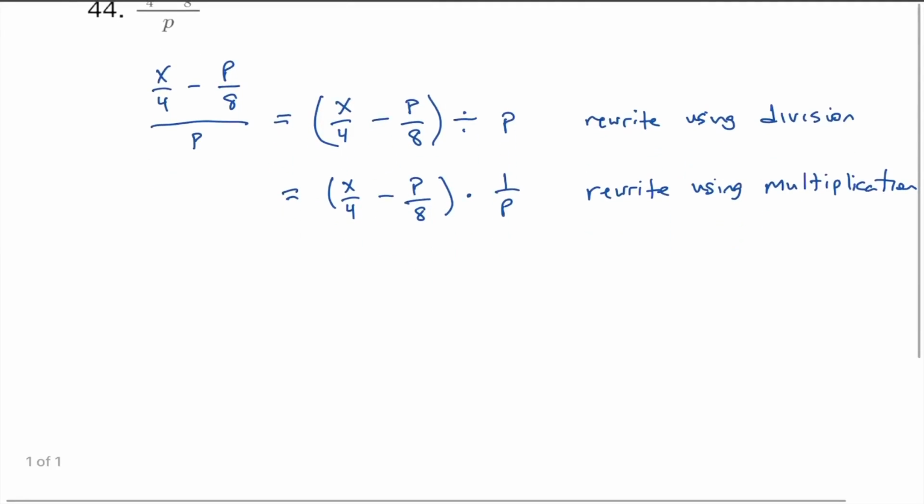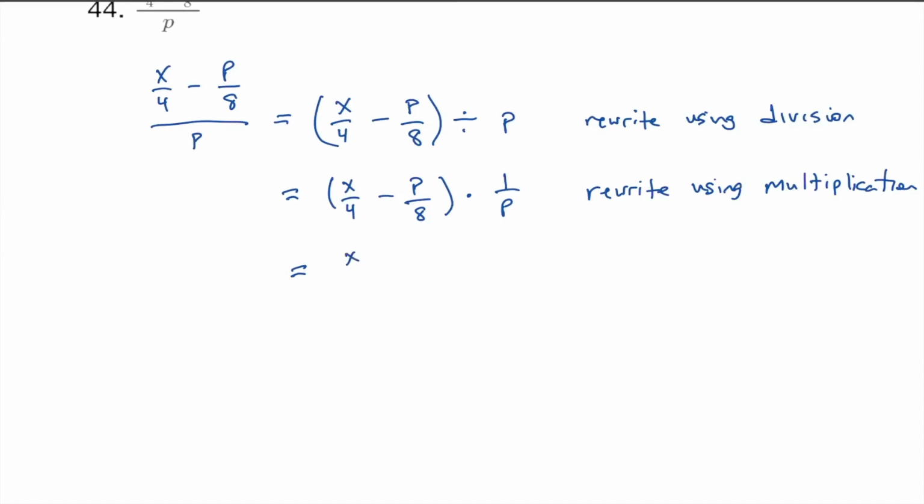Okay, now we can multiply through by the p, so we're going to distribute. We need to multiply both terms. So we have x over 4p minus p over 8p. Okay, so we can write distribute.